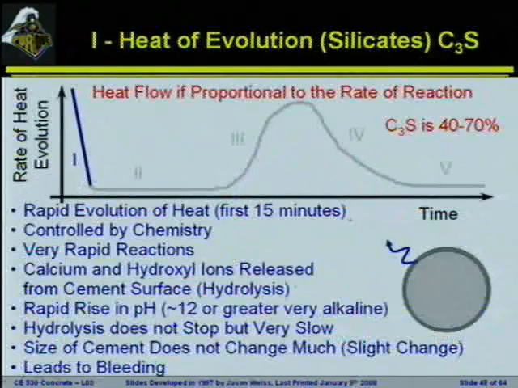If we look at this curve and we start to look at what's happening with our calcium silicates, again, rapid heat evolution during the first 15 minutes. Very rapid reaction taking place on the surface. Calcium and hydroxyl ions are going to be released from the surface. We'll also have alkalis leaving the surface going into solution. We will see a rapid rise in the pH. The size of the cement isn't going to be changing much. It's not like it's going to go from a 100 micron diameter down to a 40 micron diameter. We're just talking about the very surface reacting in the overall system.